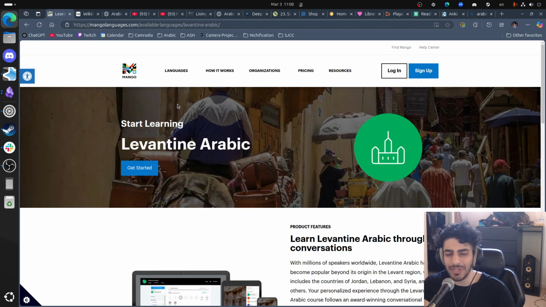So Mango is Levantine. Levantine is the Levant. But there's also Egyptian. There's like Kuwaiti, I think. I forget. There's like Gulf Arabic on there too. So it doesn't really matter. And there's a bunch of other languages. But the idea behind Mango is that you start doing some vocabulary. So you start getting some words like akol or, I don't know, taba.